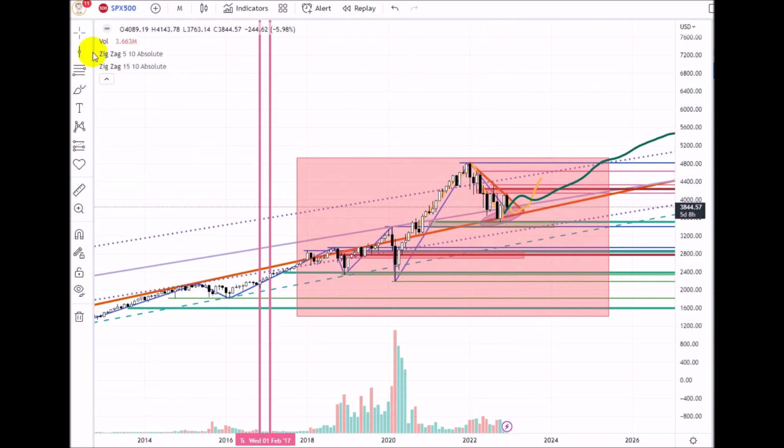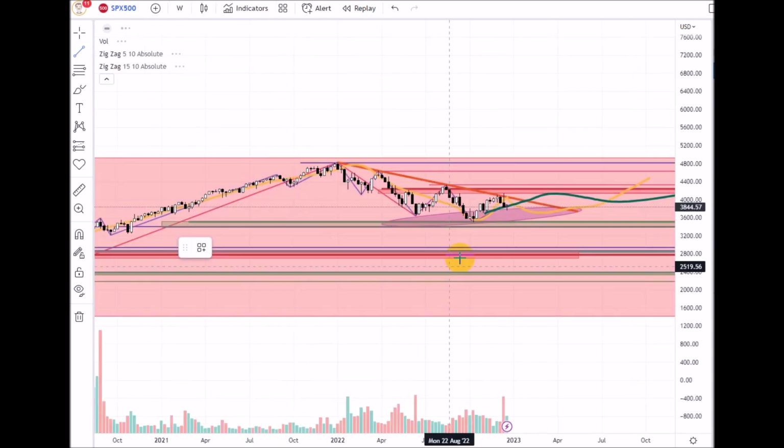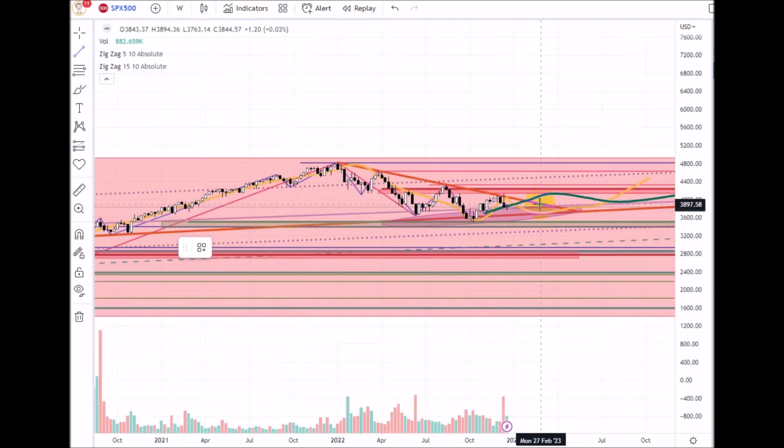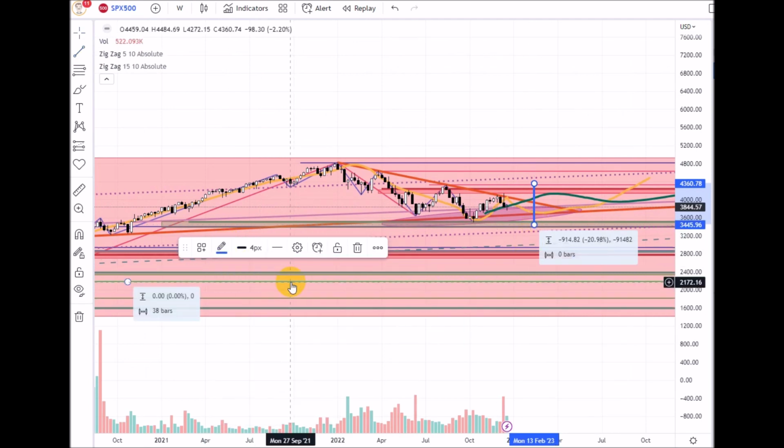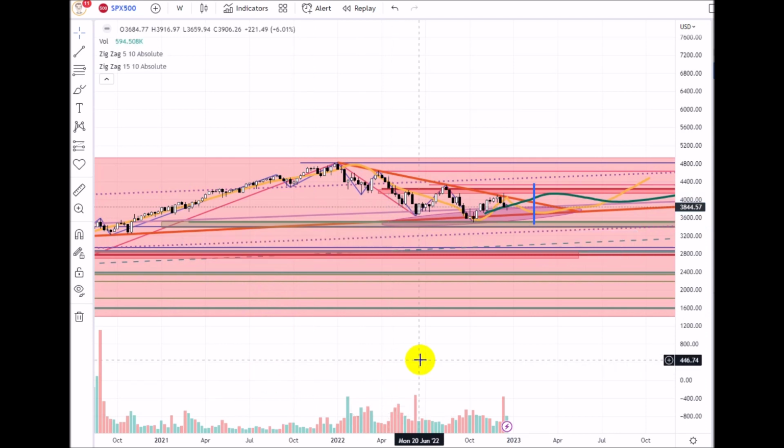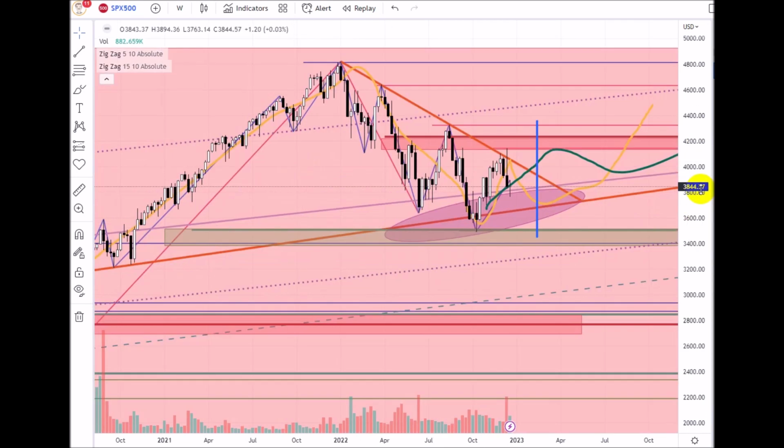Let me draw a line. So right about, I'll go back to weekly so we can get a better picture. And March, February, so right in this area. Make it a big blue line. Right in this area is where we would likely see the end of the cycle phase with regards to the flag. So we have this drawn in this area.